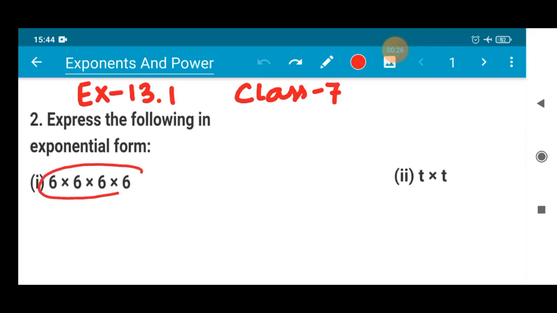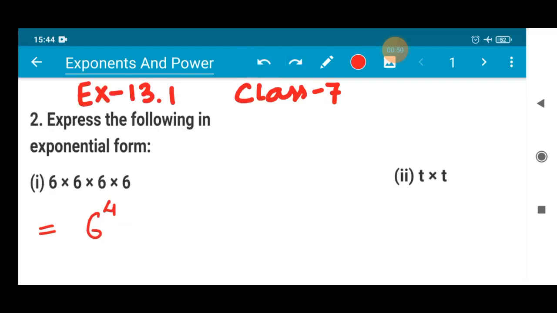So this is expressed in a normal form. We have to convert the given number, the base, into its exponential form. So 6 here is a base, and how many times is this 6 repeated? This 6 is repeated 4 times, right? So it will be converted as 6 to the power 4. So this is an exponential form.